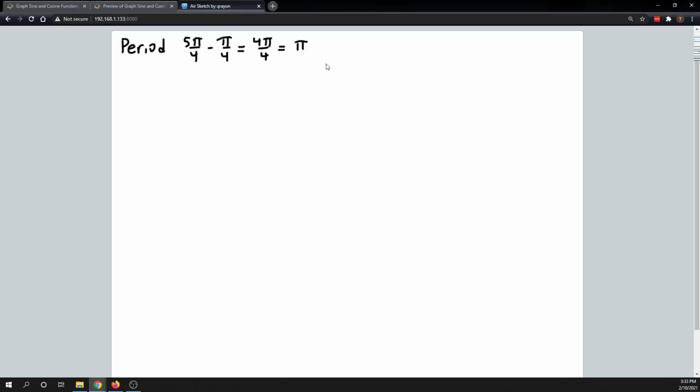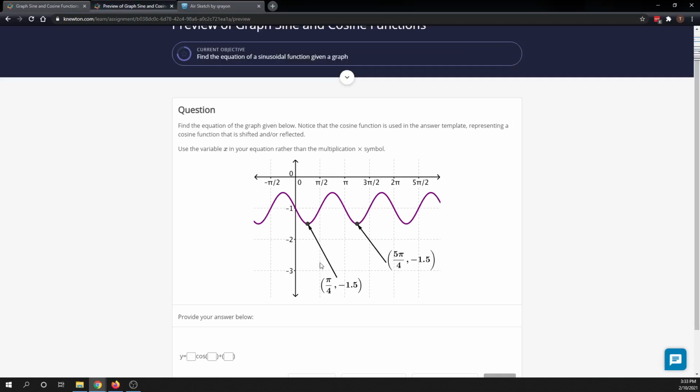So the phase shift, in general, that can be kind of complicated and there's a lot of choices, but really what you need to do is go with the x coordinate on this leftmost point on these Newton problems that we're doing on this assignment. In general, there's lots of ways you could do this, but just go with that on these Newton assignments. So the phase shift is going to be pi over 4.